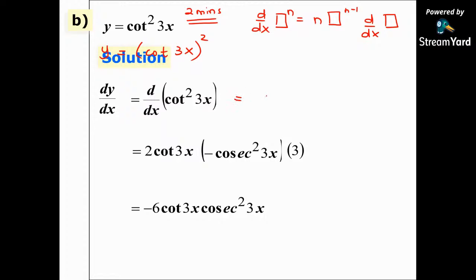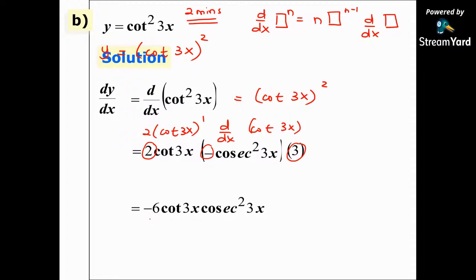For this one, cotangent of 3x squared, use the power rule, so this is 2 cotangent of 3x to the power of 1, and then differentiate cotangent of 3x. Differentiating cotangent, we get negative cosecant squared of 3x, and then this is what happens when we differentiate 3x. Then you simplify the 2 together with the negative, so negative 2 and 3, and that is how you end up with negative 6 cotangent of 3x, cosecant squared of 3x. Okay, next.